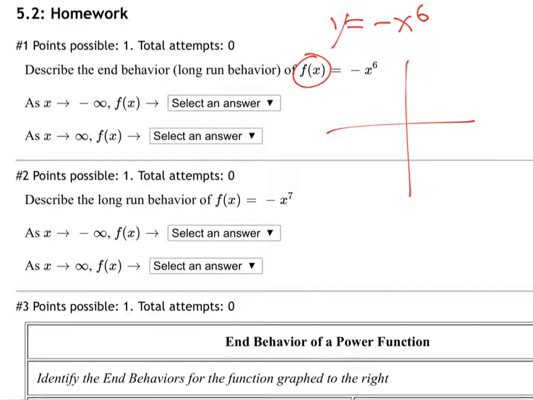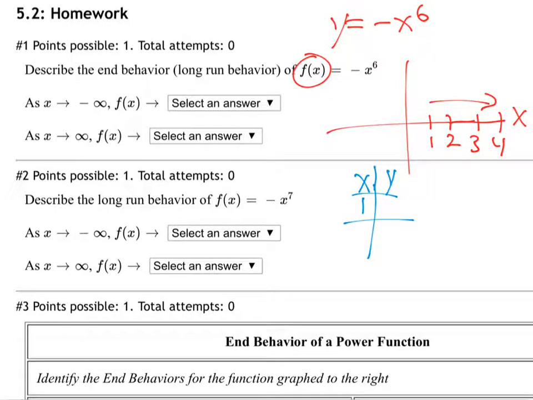What do you think would happen if I plugged really big numbers into it, like way off to the right, like 1, 2, 3, 4? If I go in this direction and plug bigger and bigger numbers in for x, that's the x-axis, right? So let's just do a couple. I'll make a little table down here. If I plugged in x equals 1 to this function, it would be minus 1 to the 6th.